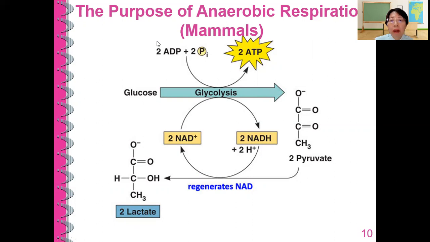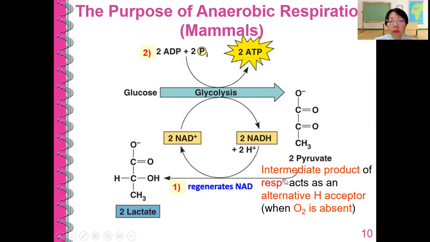So which means to say that pyruvate, being the intermediate product of respiration, acts as the alternative hydrogen acceptor, because now oxygen cannot accept the hydrogen from NADH, right? So pyruvate goes and accepts the hydrogen from the NADH. That means pyruvate now acts as an alternative hydrogen acceptor, alternative to oxygen.